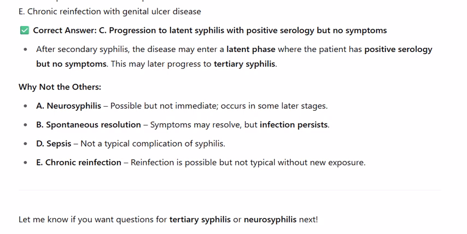Why not the others? A. Neurosyphilis, possible but not immediate, occurs in some later stages. B. Spontaneous resolution, symptoms may resolve but infection persists. D. Sepsis, not a typical complication of syphilis. E. Chronic reinfection. Reinfection is possible, but not typical without new exposure.